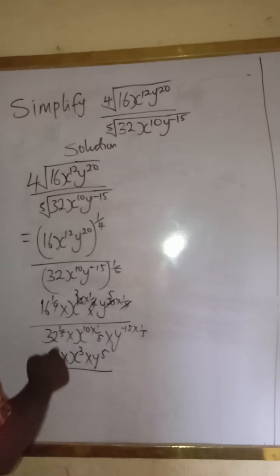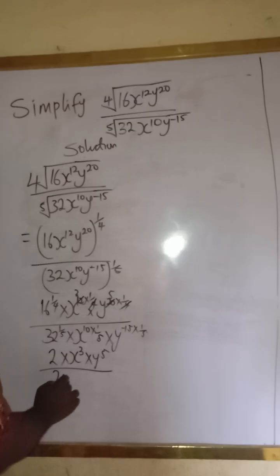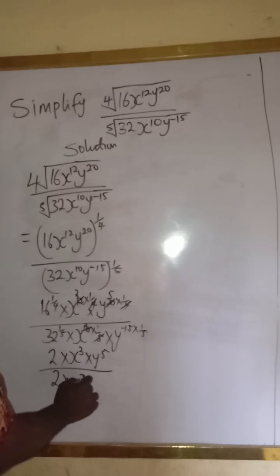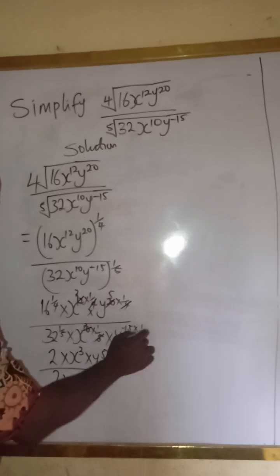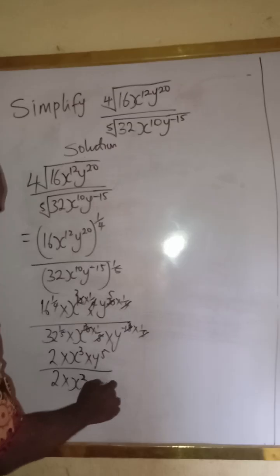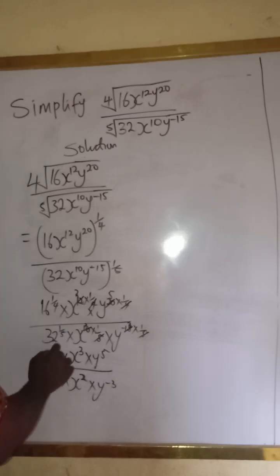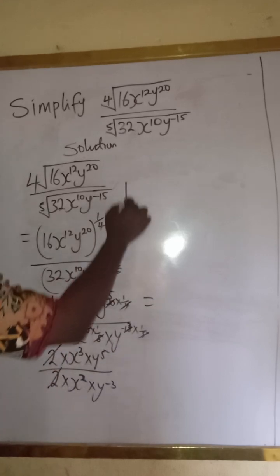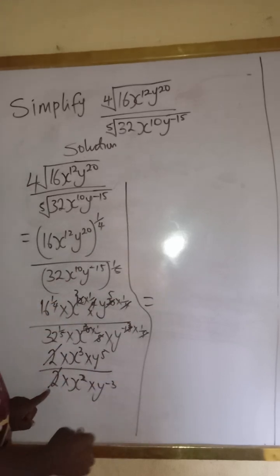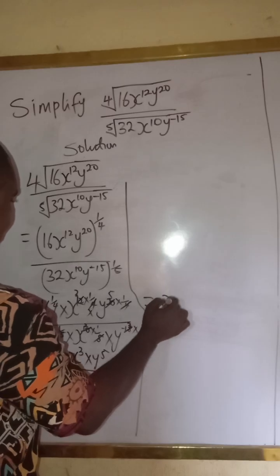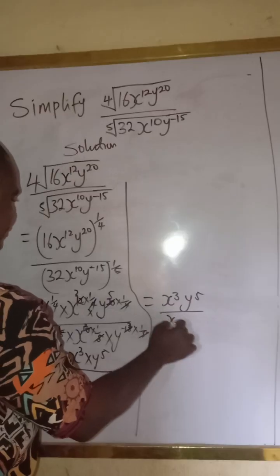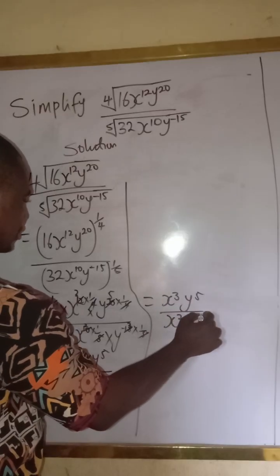All divided by the fifth root of 32, which is 2, multiplied by x raised to power 2 times y raised to power minus 3. Then 2 cancels 2, which will now leave us with x cubed y raised to power 5, all divided by x raised to power 2 y raised to power minus 3.